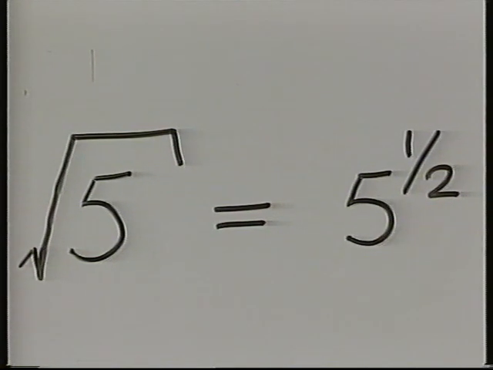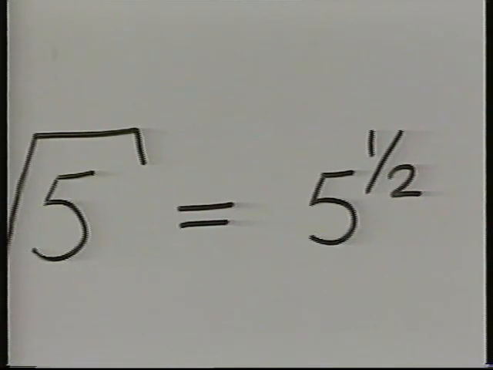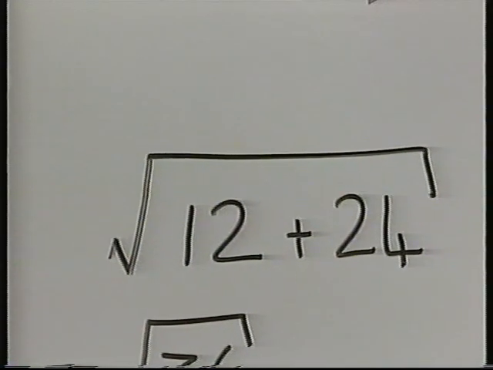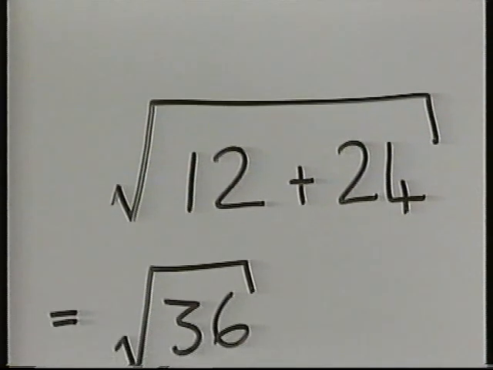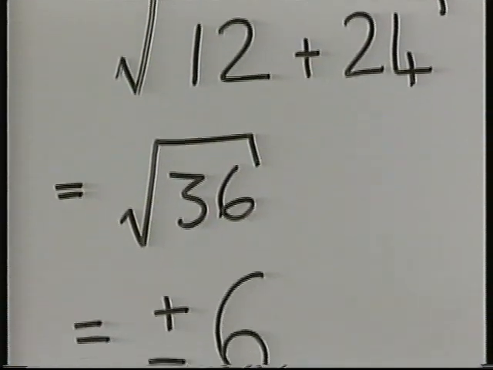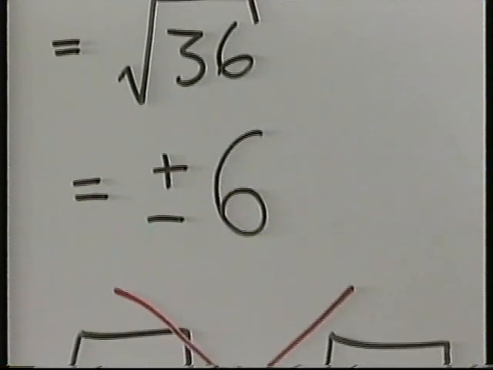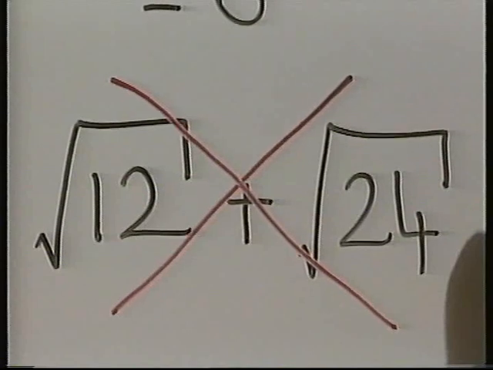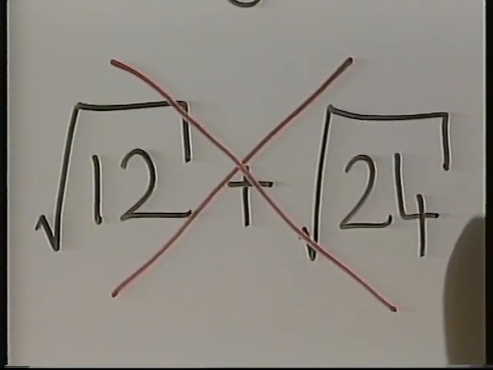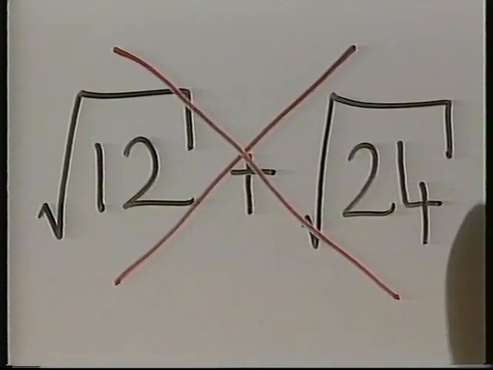Now, if you're asked to calculate the square root of 12 plus 24, always work out the bit under the root sign first. So, the square root of 12 plus 24 equals the square root of 36, which is equal to plus or minus 6. The square root of 12 plus 24 does not equal the square root of 12 plus the square root of 24. If you do that, you'll get the wrong answer.